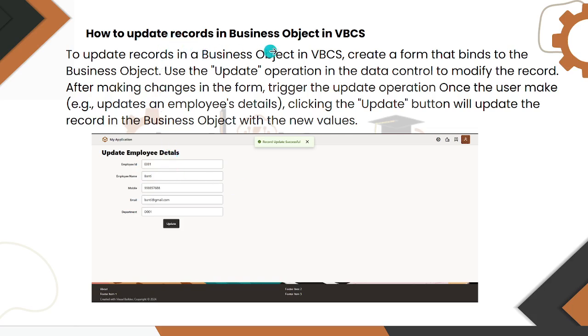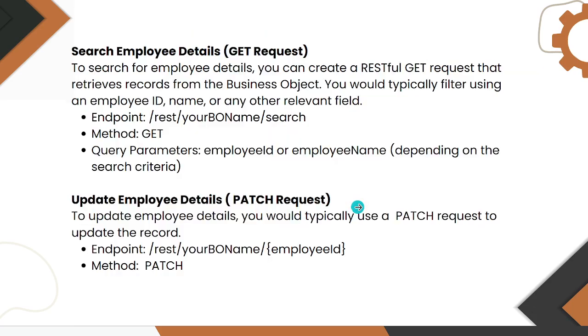How to update a record in a business object? To update a record in a business object in VBCS, create a form that binds to the business object and use the update operation. Here is the update employee details page. The user will put in all values: employee ID, employee name, mobile number, email ID, department. Hit the update icon, which calls the REST API and updates the record in the business object. A pop-up notification shows: record updated successfully in the business object.